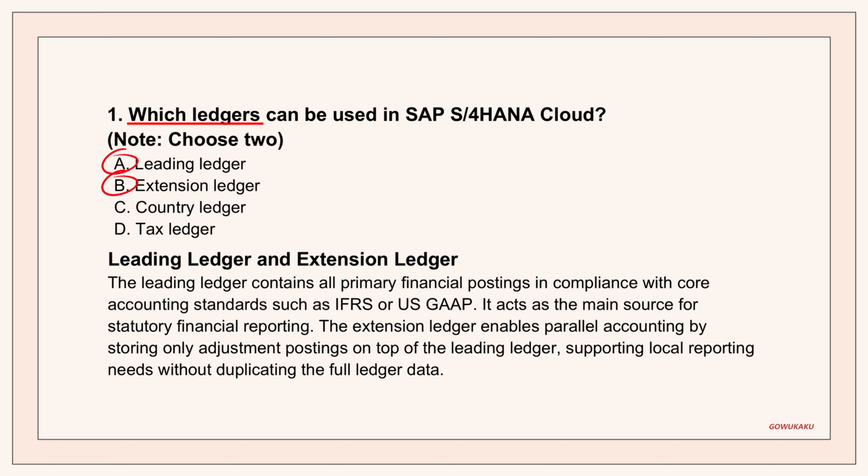It doesn't just copy everything from the leading ledger. That would be inefficient. Right? Yeah, tons of duplicate data. Right. So instead, it only posts delta entries. Just the differences, the adjustments needed for that specific reporting purpose. I see. So it sort of sits on top of the leading ledger data. Precisely. When you run a report using an extension ledger, the system cleverly combines the base data from the leading ledger with those specific delta postings from the extension ledger.